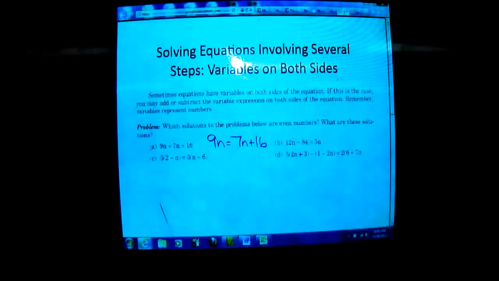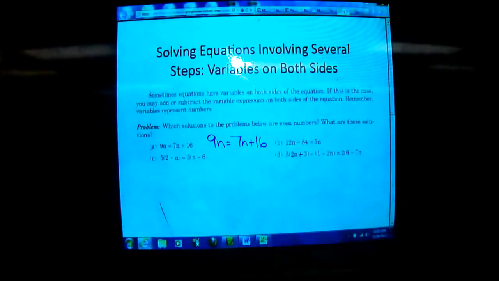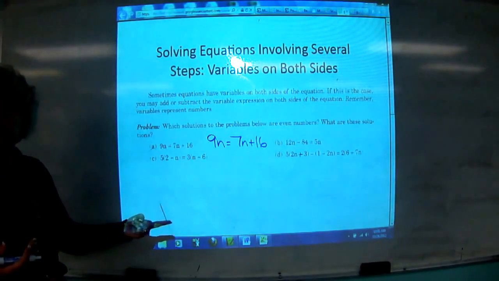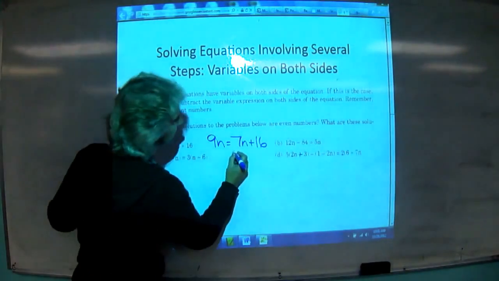What's the point first? We want to get all the variable expressions on one side and all the integers on the other. So what do you add to both sides? 7n. Positive or negative? Negative. Let's add negative 7n to both sides.